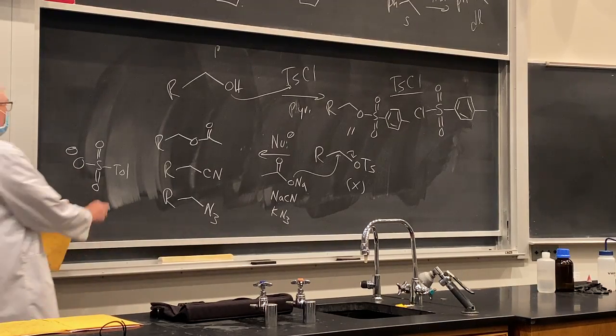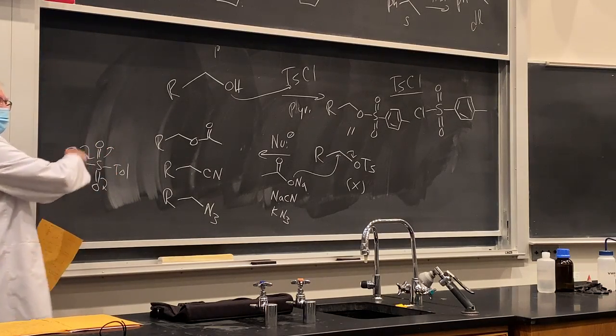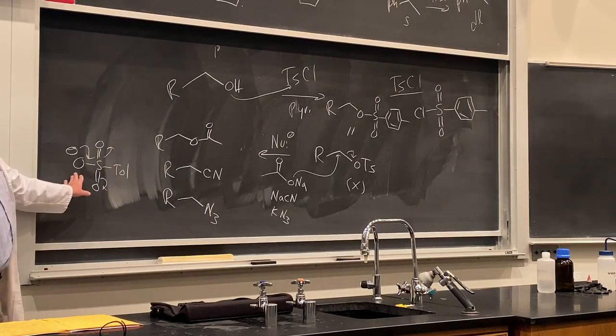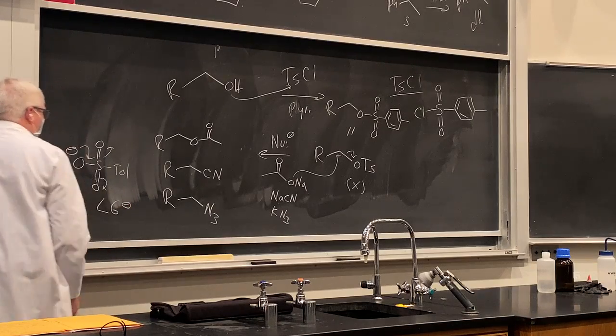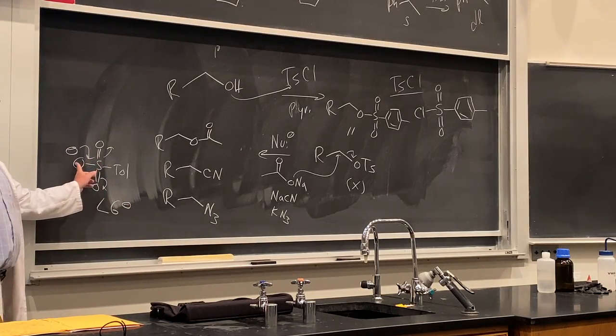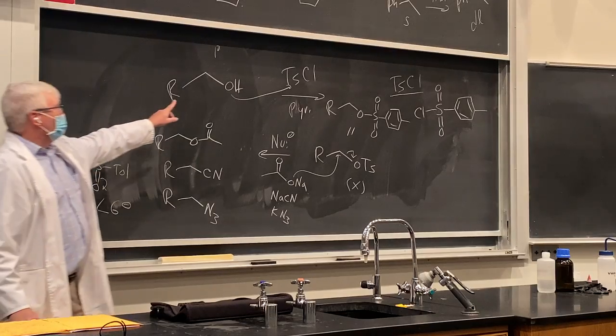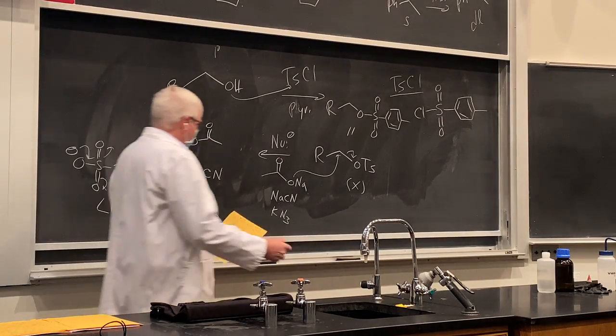And why is that possible? Well, this is resonance stabilized. In fact, you have a lot of resonance structures there, okay? This comes from tosic acid, which is a very strong acid like sulfuric acid. So this here is a very good leaving group, okay? Why? Because it's resonance stabilized, even though it's O minus, okay? It's different than just hydroxide coming out. So these tosylates can be very useful.